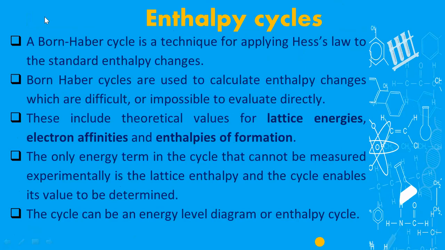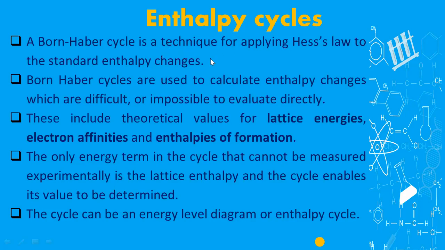A Born-Haber cycle is a technique of applying Hess's law to the standard enthalpy changes. Born-Haber cycles are used to calculate enthalpy changes which are difficult or impossible to evaluate directly. These include theoretical values of lattice energies, electron affinities, and enthalpies of formation. The only energy term in the cycle that cannot be measured experimentally is the lattice enthalpy, and the cycle enables its value to be determined. The cycle can be an energy level diagram or enthalpy cycle. Very good. So you're going to look at Born-Haber cycles and energy level diagrams.